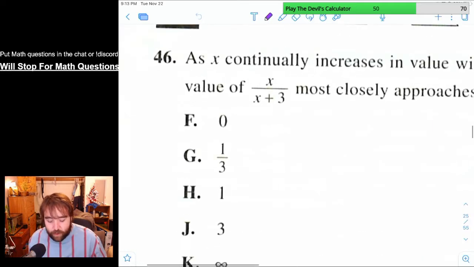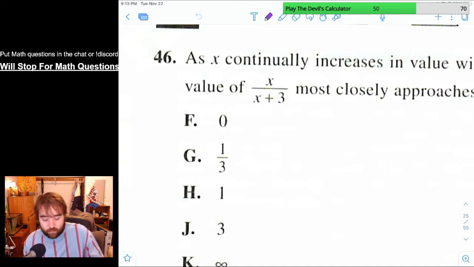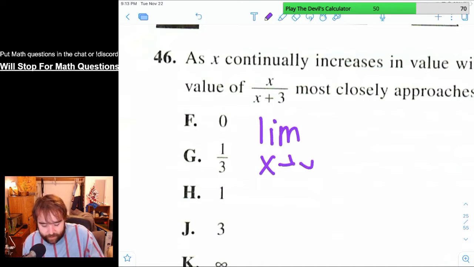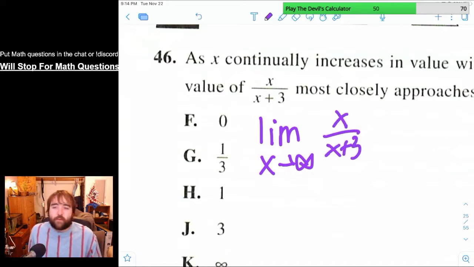So x is getting bigger and bigger. So think about what would happen as x gets really, really big. Like this is saying as x goes to infinity. Really, this is a calc problem. This is saying what is the limit as x goes to infinity of x over x plus 3. But if you've never done that, that's okay. All we're thinking about here is what happens when x gets really, really big.